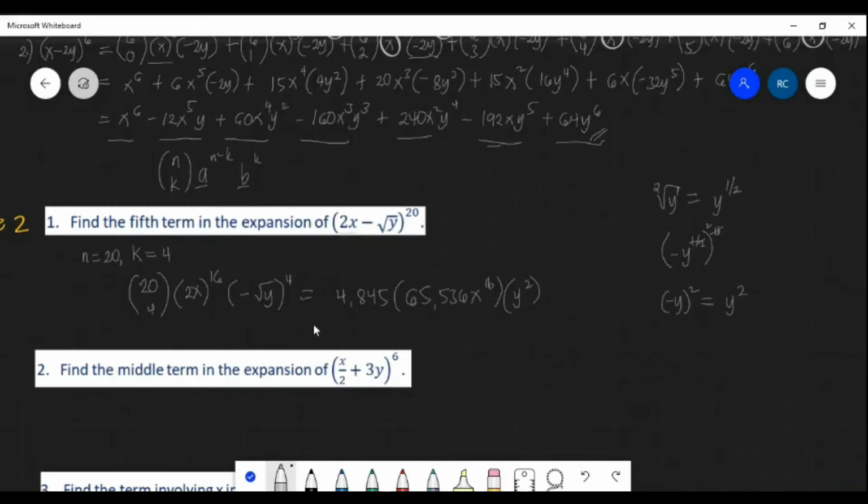At ito na po yung ating i-multiply. Everybody, can you please press 4,845 times 65,536. Ilan?